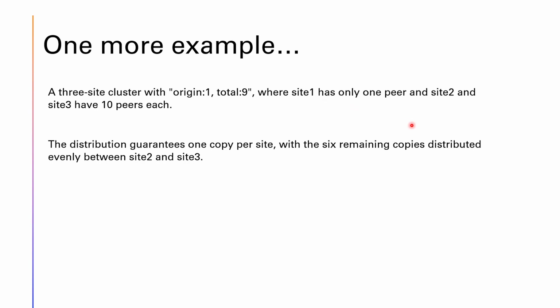So what will Splunk do? Splunk will not touch site 1 because that peer has already got 1 copy. Now it will distribute evenly between site 2 and site 3. So this is also a valid scenario. Okay, we need to keep in mind how Splunk will keep those copies.